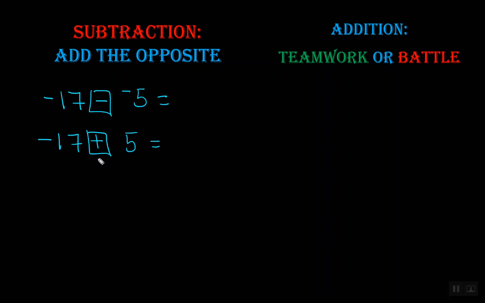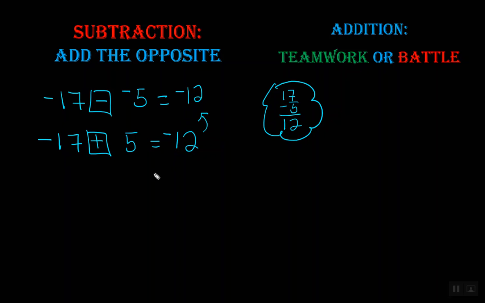This is a battle. So in my thought cloud, what I'm thinking is 17 minus 5 is 12. My 17 is stronger and it's negative, so my answer is going to be negative. And then I would put that up there.